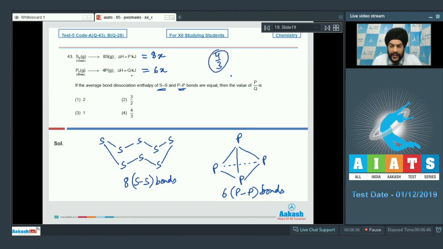Okay, so if you look at the options which are given to us students, we can clearly see that for this question we have to mark the correct answer as option 4. Let us look at the next question now.